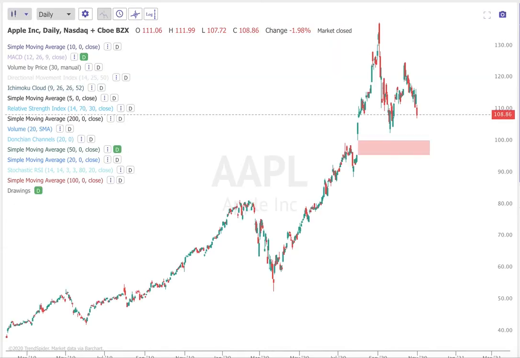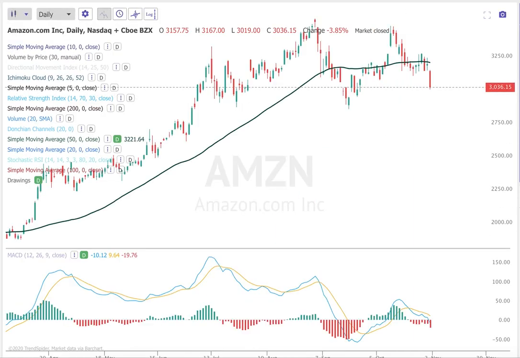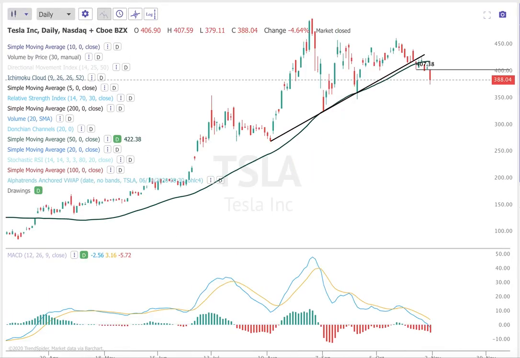When you have Apple showing bearish signals, you have Amazon showing bearish signals, you have Tesla showing bearish signals, it's hard to get bullish on this market, right? These things have been the leaders.